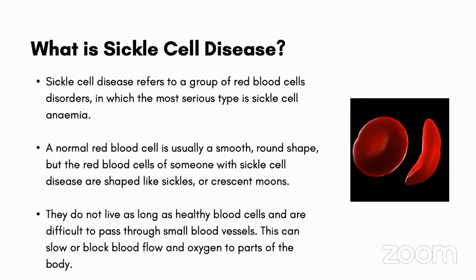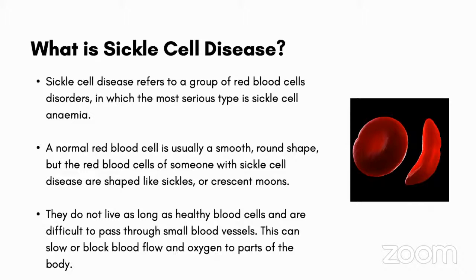In the image on the right, you'll see two types of red blood cells. A normal red blood cell will look like the one on the left, the circular red blood cell. That is a normal one. But someone who has a sickle red blood cell has almost a crescent moon shape, and that's what you see on the right. So someone who has sickle cell disease normally presents with sickle cells, or crescent moon shaped red blood cells.